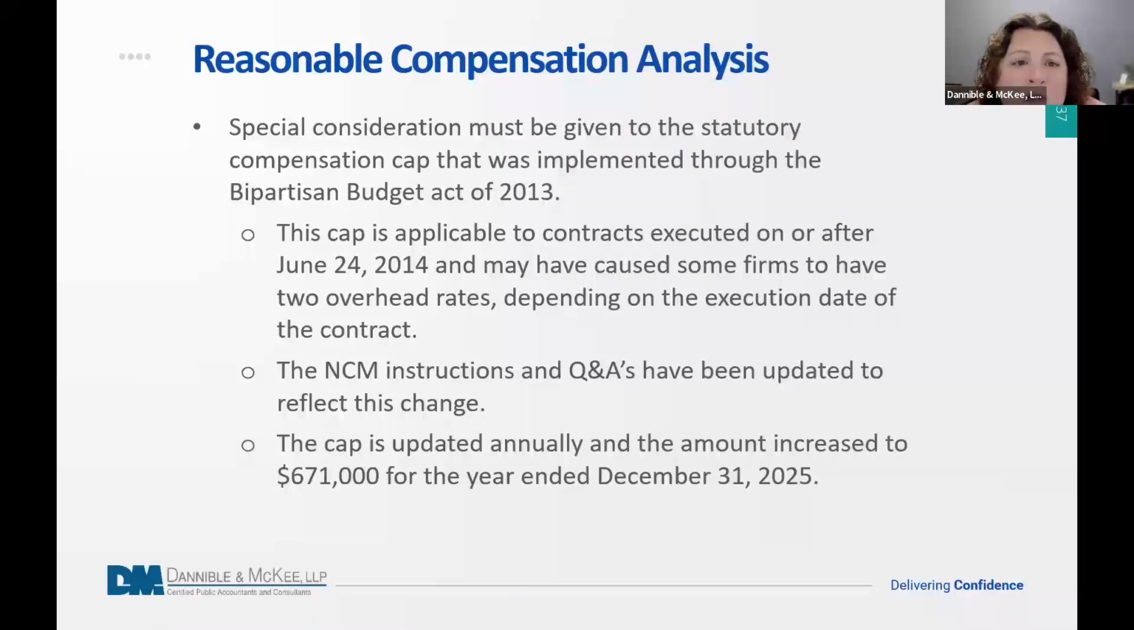So some of you may have heard of this Bipartisan Budget Act. It was passed way back in 2013. And they said that for all these contractors, we're going to not only have you worry about this NCM, but we're also going to put a cap on compensation. So in 2025, the cap is actually $671,000. Now, obviously, if your gross revenue is $5 million, you're not even going to come close to this in the NCM. But for really large firms that are multi-state, you may have some top executives that are going to cap out at this amount. So you have to not only think about the NCM, but you have to think about this cap as well.